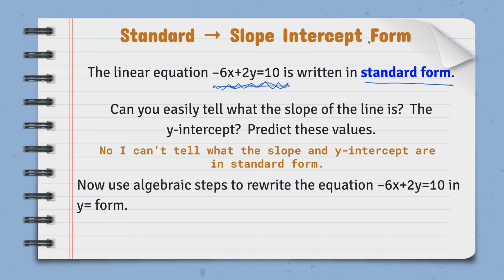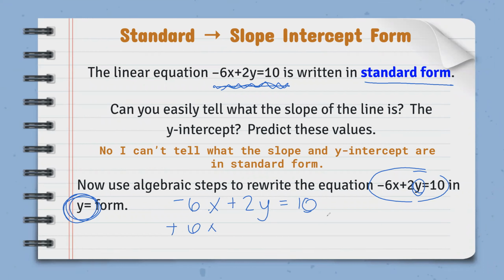So we need to rewrite the equation into y equals form. So here's my equation. The first thing I'm going to do, since I know that I need my y by itself, I need this guy to be by himself. So the first thing I'm going to do, negative 6x plus 2y is equal to 10, I'm going to add 6x to both sides. And this reduces to 0. I'm left with 2y is equal to 10 plus 6x. I'm going to put my 6x first since I want it to be in y equals mx plus b form.